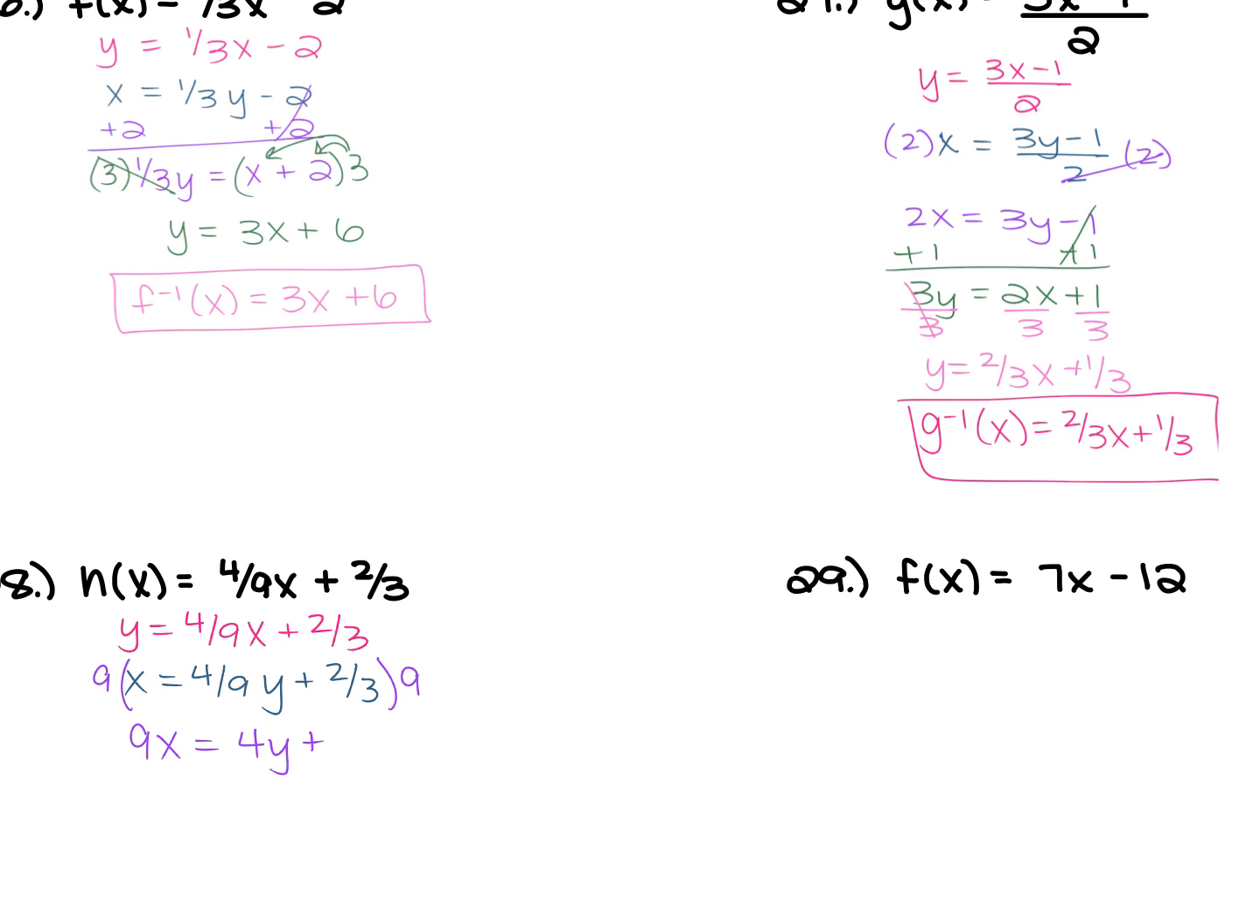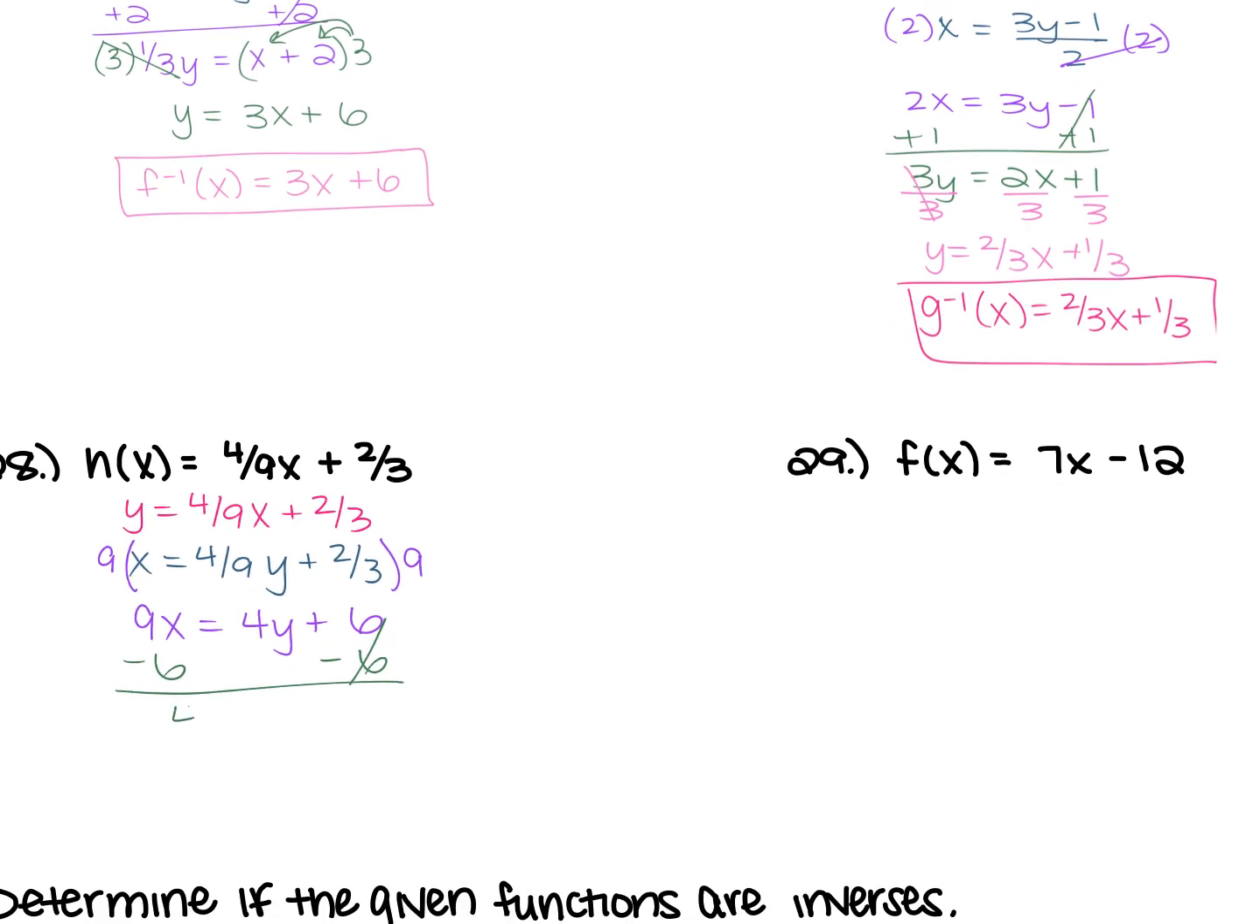turns into 1, 9 turns into 2, 9 turns into 3. Multiply that by 2, that's 6. So now I'm not working with any fractions. I'm going to move my 6 over, subtracting it from both sides. That gives us 4y is equal to 9x minus 6. And then I'm just going to divide each side by the 4 to give us y is equal to 9/4 x minus 3 over 2.